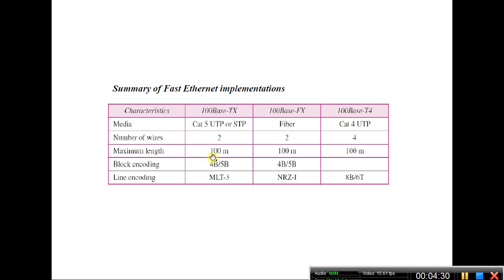The maximum length it supports in 100Base-TX is 100 meters. So all these 3 types support 100 meters. Block encoding: 100Base-TX uses 4B/5B block coding, 100Base-FX uses 4B/5B block coding, and in 100Base-T4 no block coding is used. Line coding: MLT-3 in 100Base-TX, NRZ inversion is used in 100Base-FX, and 8B/6T is used in 100Base-T4.